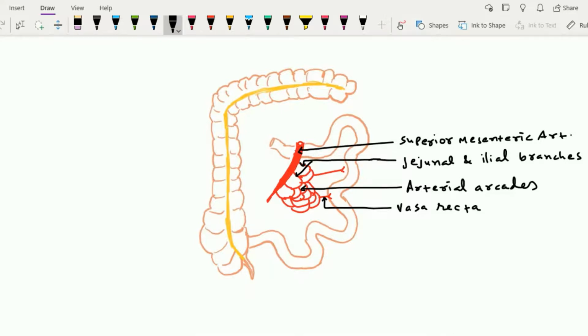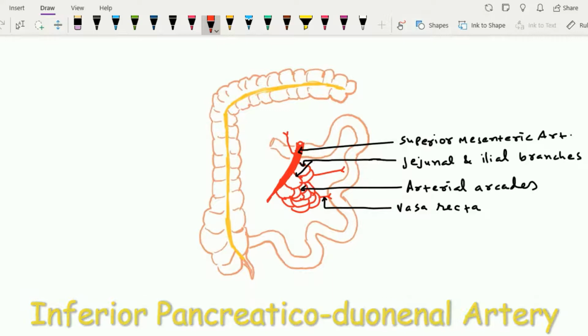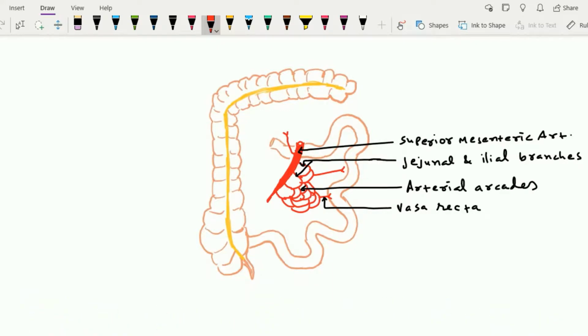Now let's see the branches from the concave right side of the superior mesenteric artery. The first branch is the inferior pancreatico-duodenal artery, and this artery divides into anterior and posterior branches and anastomoses with the superior pancreatico-duodenal artery, which is a branch of the gastroduodenal or common hepatic artery. This arterial anastomosis is between the celiac trunk and the superior mesenteric artery and lies at the junction of the second part of the duodenum and the head of the pancreas.